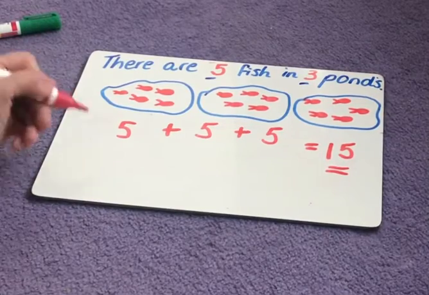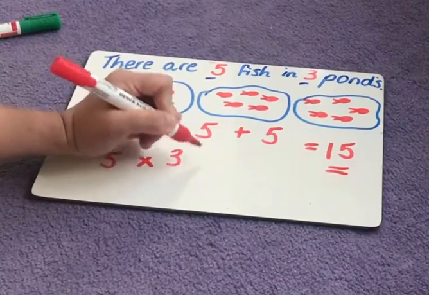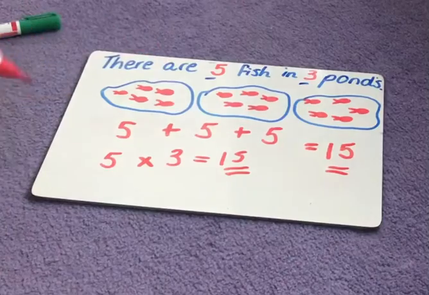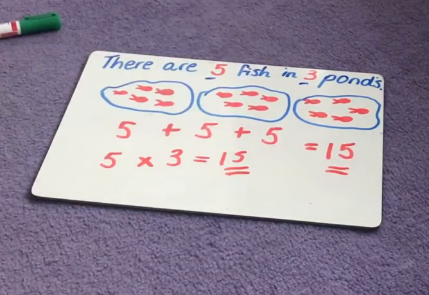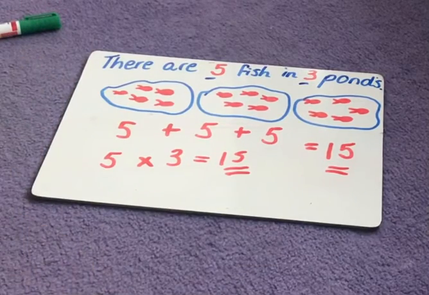Now, what about a multiplication sentence? Well, here's one for you. 5 multiplied by 3 equals 15. This is the sentence for this picture and this word problem. Or you could have 3 times 5 equals 15. Doesn't matter which way these numbers go.